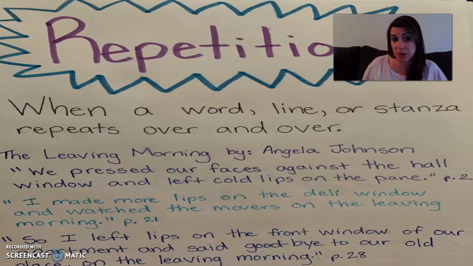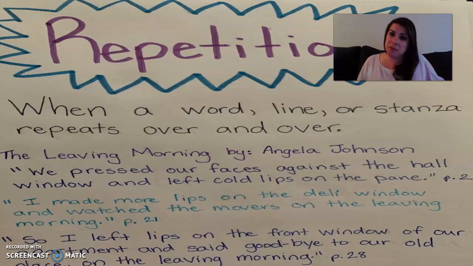first introduction, right? And then on page 21, she goes, "I made more lips on the deli window and watched the movers on the leaving morning." And then on page 28, she says again, "So I left lips on the front window of our apartment and said goodbye to our old place on the leaving morning." So there's two things repeating here.